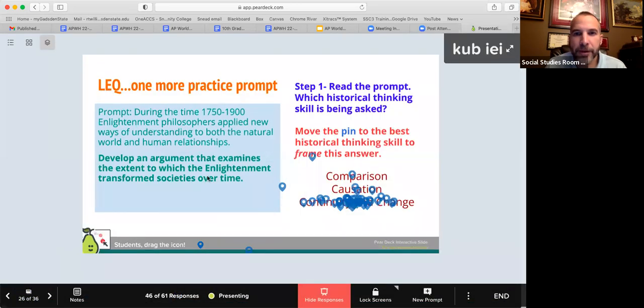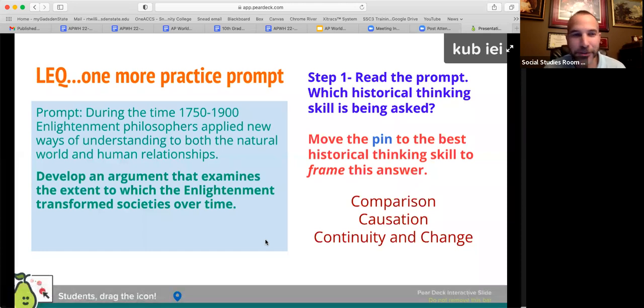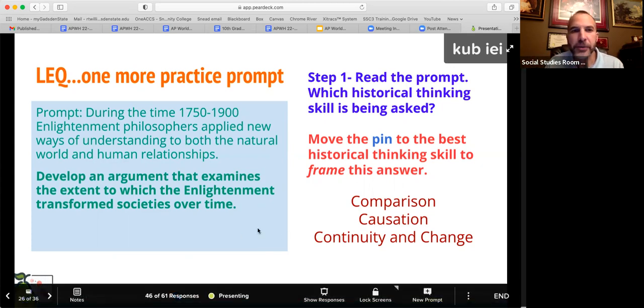Excellent job. Continuity and change. You guys are great. Y'all are in a great position. It looks like y'all have been doing a lot of writing this year. So kudos to your teachers. You recognized the transformation, and also the extent, because we're measuring that. There could be some things that remain the same, some continuities, but we're also going to see the changes and the significance of those changes, the severity of those changes. So that's great. Excellent job on that.